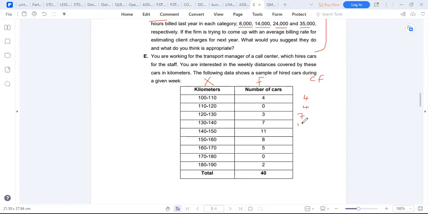7 plus 7 is 14. 14 plus 11 is 25. And 25 plus 8 is 33. 33 plus 5 is 38. 38 plus 0 still remains 38. And 38 plus 2 is 40. So this is our cumulative frequency, and this is our frequency.